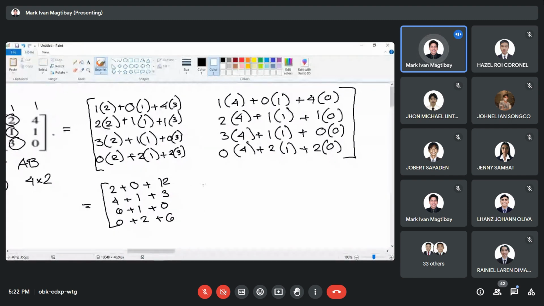Dako tayo sa second column. 1 times 4 is 4. 0 times 1 is 0. 4 times 0 is still 0 po. Next po, 2 times 4 is 8. 1 times 1 is 1. And then 1 times 0 is 0 po. Next po, 3 times 4 is 12. 1 times 1 is 1. 0 times 0 is 0. And then next po, 0 times 4 is 0. 2 times 1 is 2. And then 2 times 0 is 0.